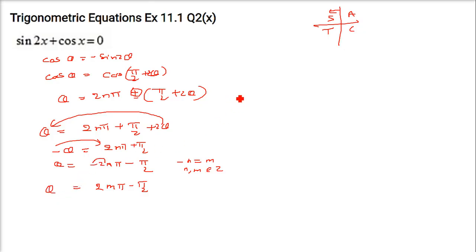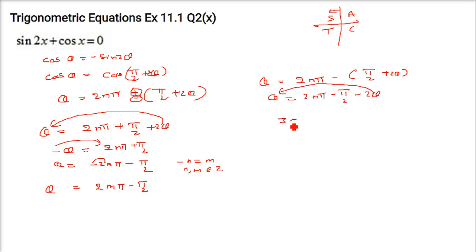Now taking the negative sign. When we take the negative sign, theta equal to 2n pi minus pi by 2 minus 2 theta. Now bring this 2 theta here. Theta plus 2 theta is 3 theta equal to 2n pi minus pi by 2. Right? So now divide both sides by 3. So theta will be equal to 2n pi by 3 minus pi by 6. This is one solution. This is another solution.